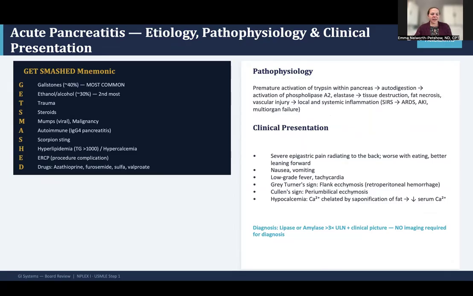Moving into, well, actually, we'll pause and then we'll move into the pancreas.